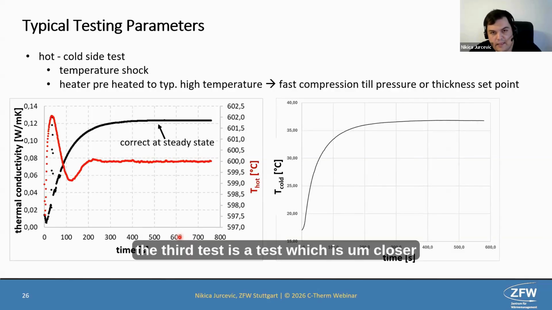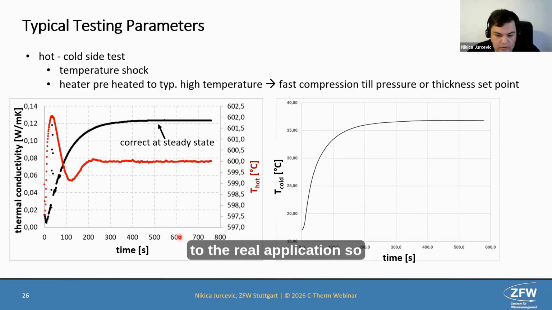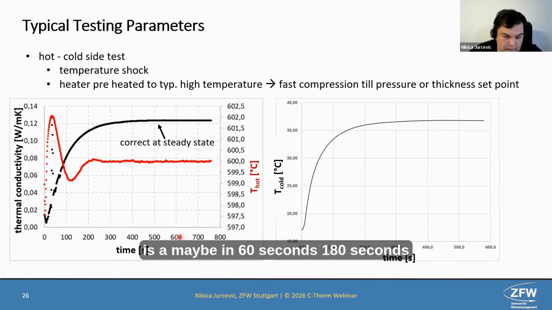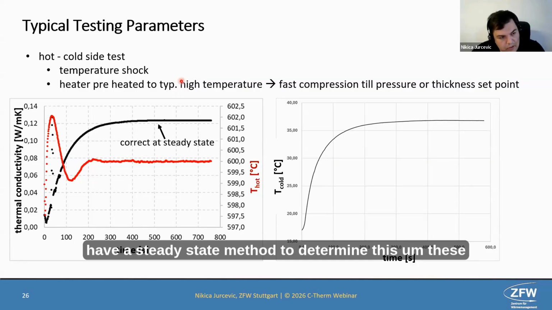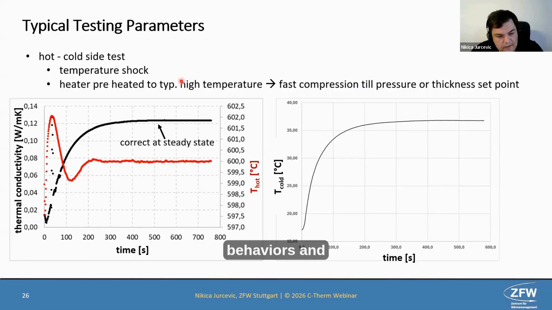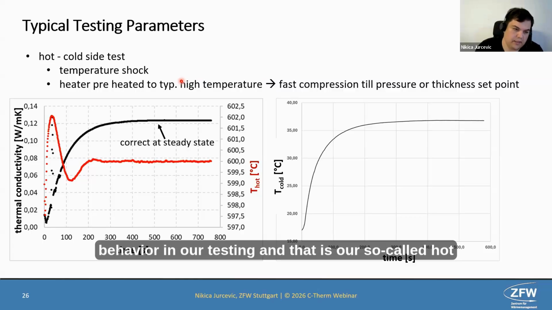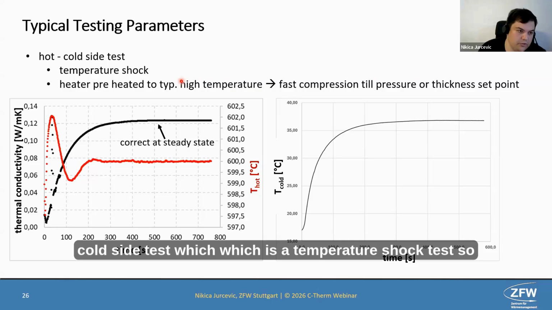And the third test is a test which is closer to the real application. The application is a fast process. We're talking minutes. So the battery goes off, maybe in 60 seconds, 180 seconds. So different kinds of theories. And we have a steady state method to determine these behaviors. The third test basically wants to include this transient behavior in our testing, and that is our so-called hot cold side test, which is a temperature shock test.